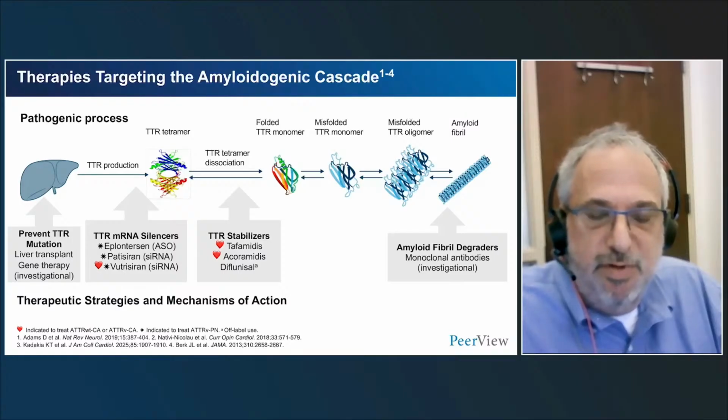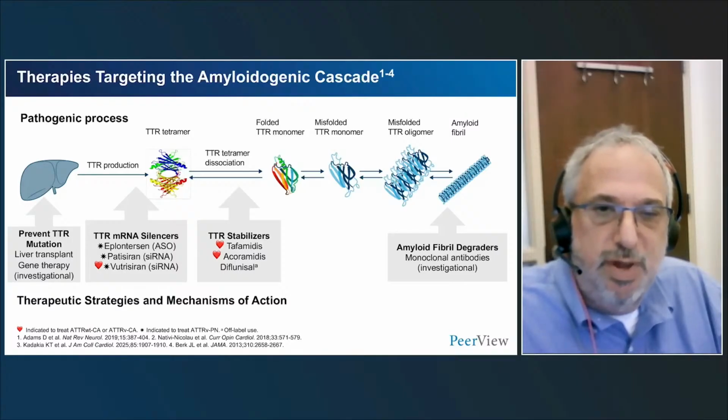The first was liver transplant, which we no longer use, but we now have gene silencers: eplontersen, patisiran, and vutrisiran that can stop the hepatic production and meaningfully improve outcomes in patients. And we have TTR stabilizers for many years: tafamidis, now acoramidis, and off-label diflunisal that stabilize the protein. And amyloid degradation is an active area of investigation with no therapy yet on the market.